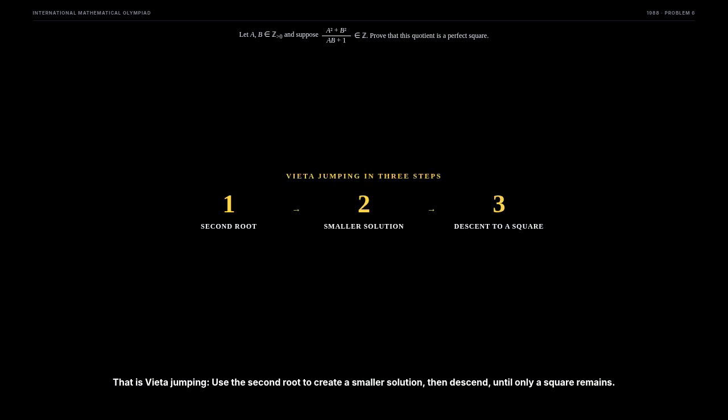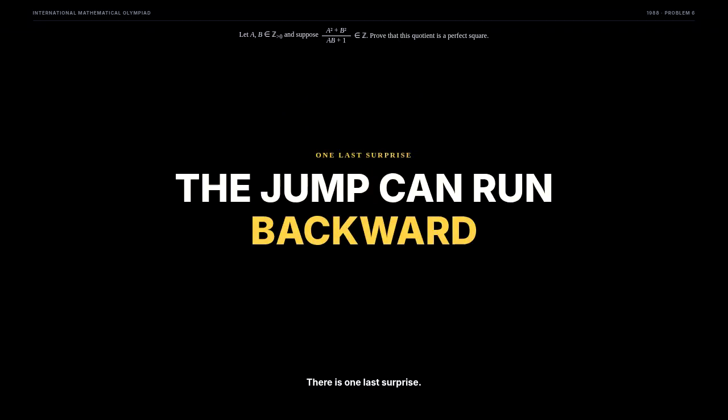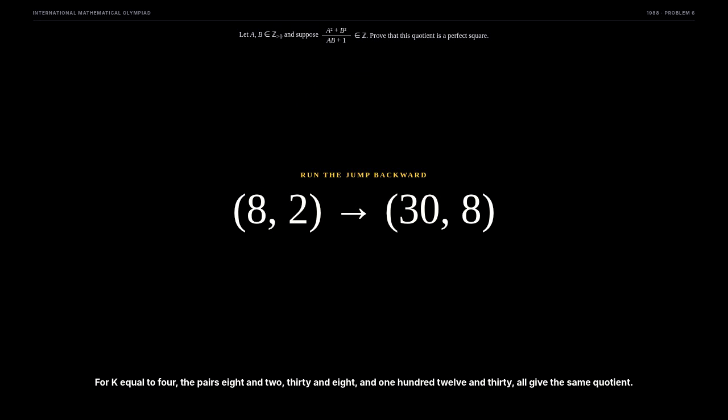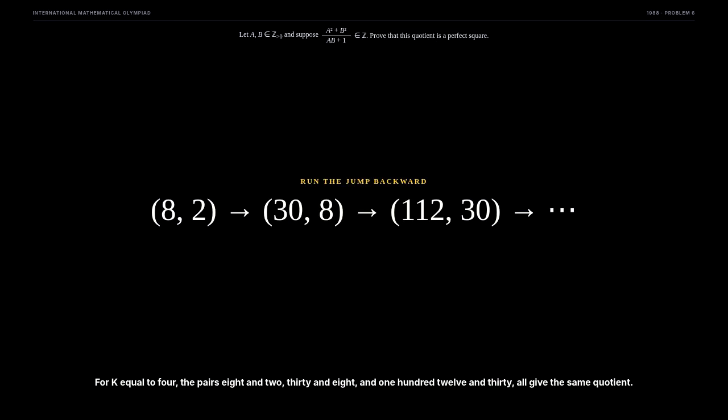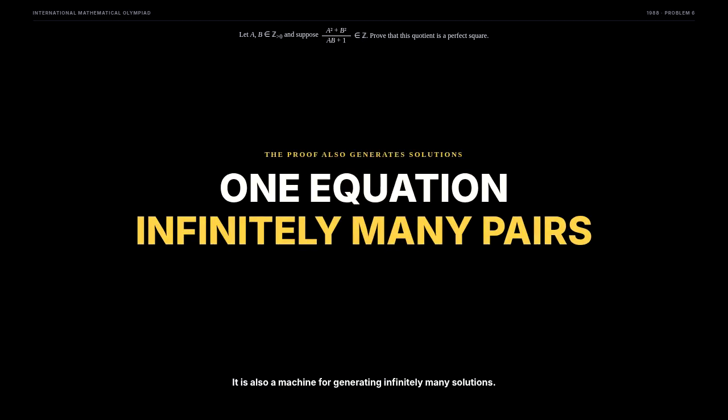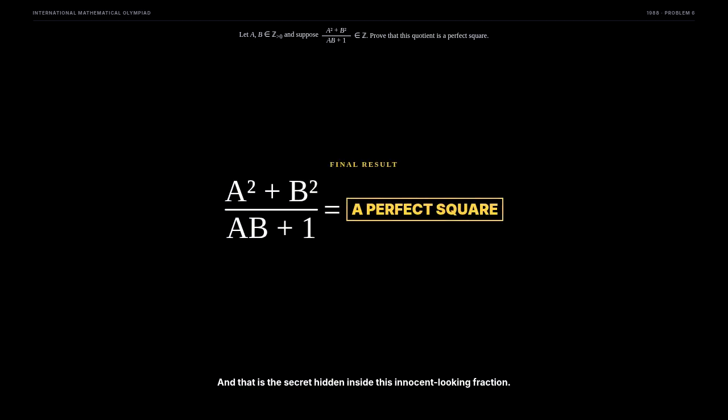That is Vieta jumping. Use the second root to create a smaller solution. Then descend until only a square remains. There is one last surprise. The jump can also be run backward. For k equal to 4, the pairs 8 and 2, 30 and 8, and 112 and 30 all give the same quotient. So the proof is not only a proof. It is also a machine for generating infinitely many solutions. And that is the secret hidden inside this innocent-looking fraction.